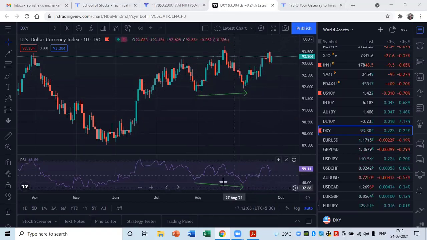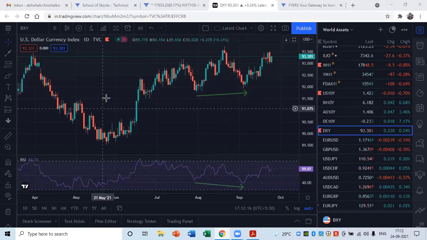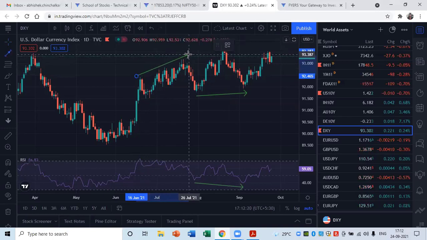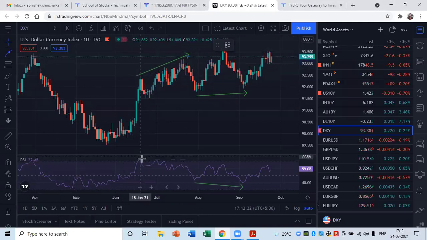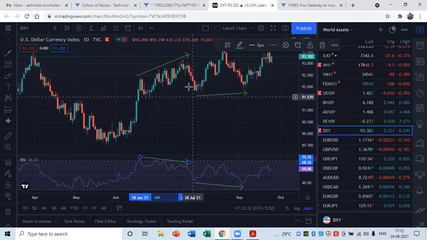So this was the latest instance wherein you could spot a hidden divergence in the case of the dollar index. Likewise, you could do it for other securities as well. Similarly, if you look at this particular region, the price is making a higher high, but the RSI is making a lower high. So what we have over here is a normal bearish divergence, and see that there was a brief decline in the dollar index once this divergence formed.